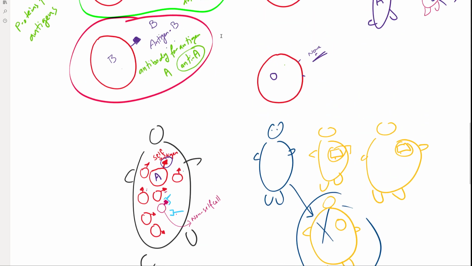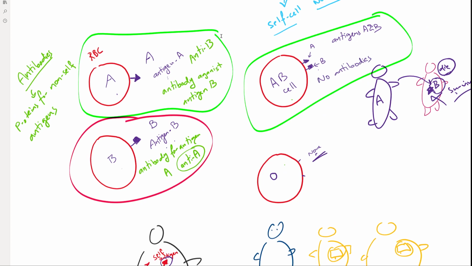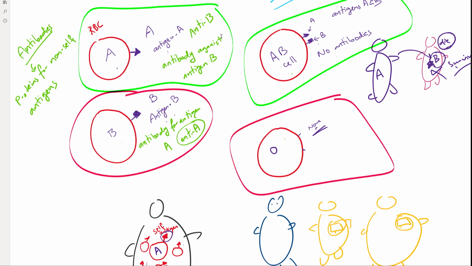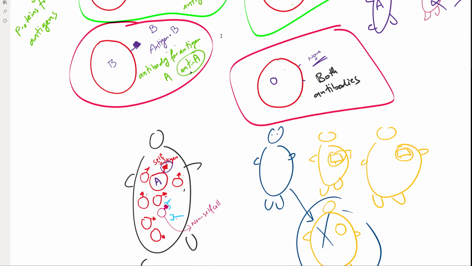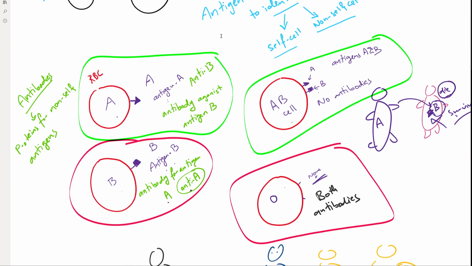So those antibodies will come and attack those cells and eliminate them. Okay? So in this case, for this person, no antibodies for any of the antigens, but this person would have both antibodies. Okay? So it's always important to remember that the antibodies inside the human being are always for the opposite antigen. Which means that if the person is B, then they should have an anti-A antibody, and so on.